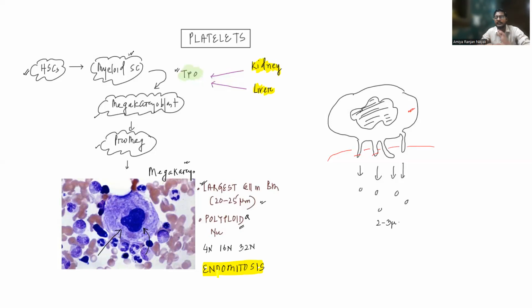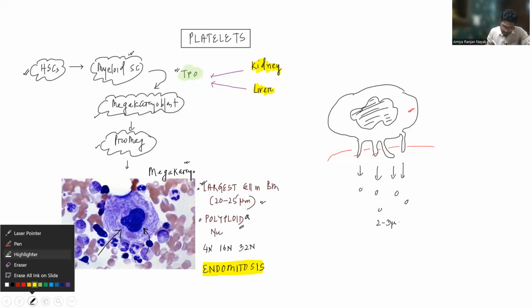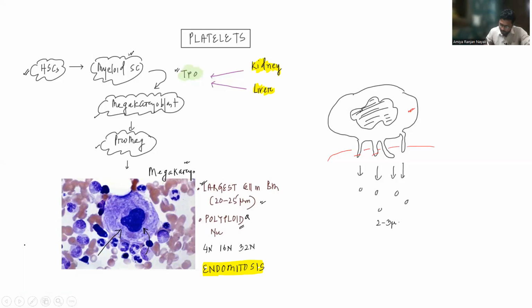So that's why they have a single large nucleus, which is polyploid and multi-lobated because the content inside the nucleus is more. This process of endomitosis is responsible for the polyploid nature of the nucleus, and that is responsible for the multi-lobated nucleus of the megakaryocytes. That is why it is called a large nucleated cell. This is the largest cell inside the bone marrow, 20 to 25 micrometers in diameter.